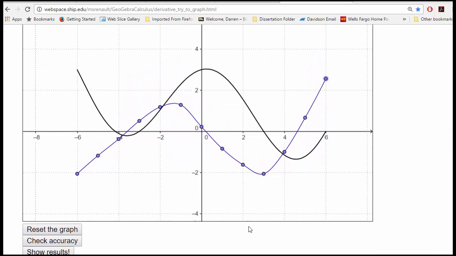You ready? I'm so nervous. Check accuracy. Ooh, 84. Bummer. Let's show the result. Yeah. Huh? Wow, look at that. Well, I guess this... maybe. I mean, we were pretty close.